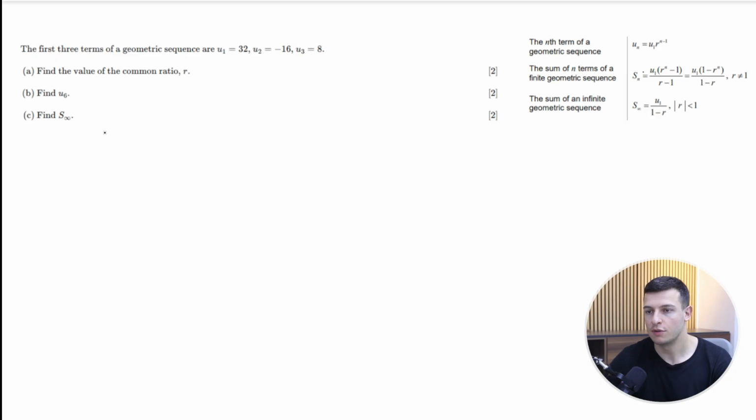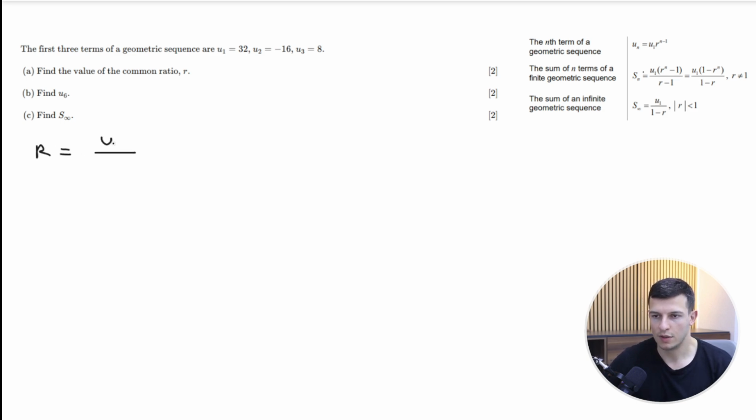The first 3 terms of a geometric sequence are: U1 is 32, U2 is negative 16, and U3 is 8. Find the value of the common ratio R. Now, generally speaking, whenever U1 is given, you know that your life will be much easier because U1 is used in every formula. But even if it's not given, then you have to do a bit of extra work to find it. But here we have U1, U2, U3, which means we can find our common ratio.